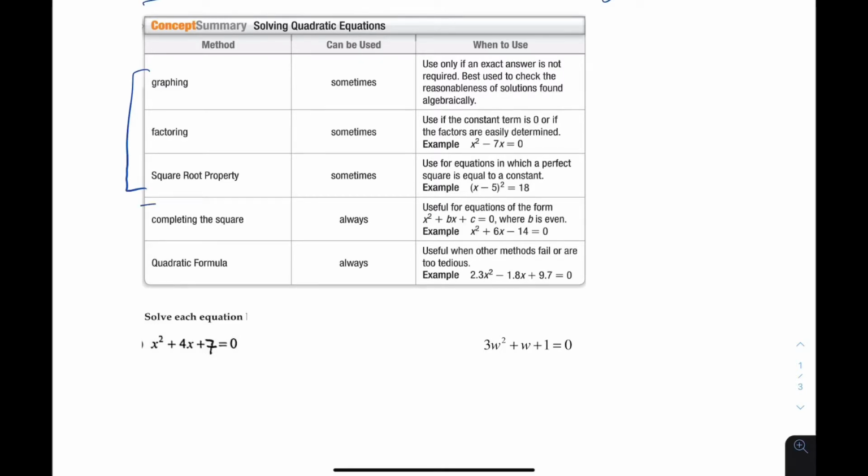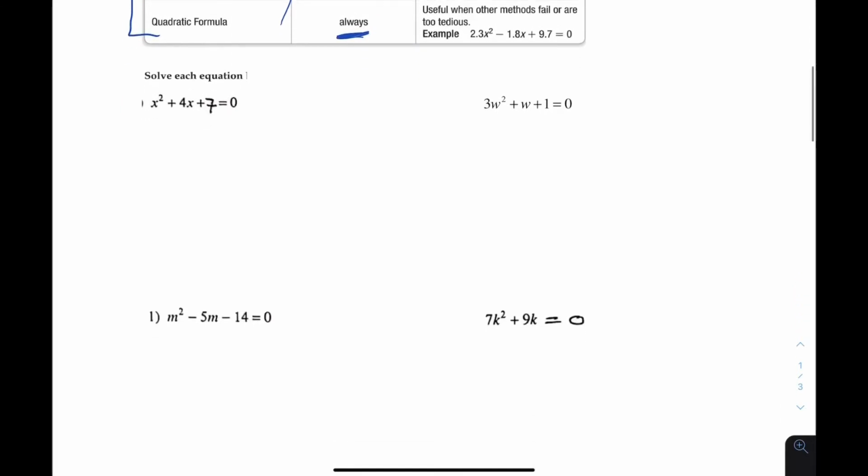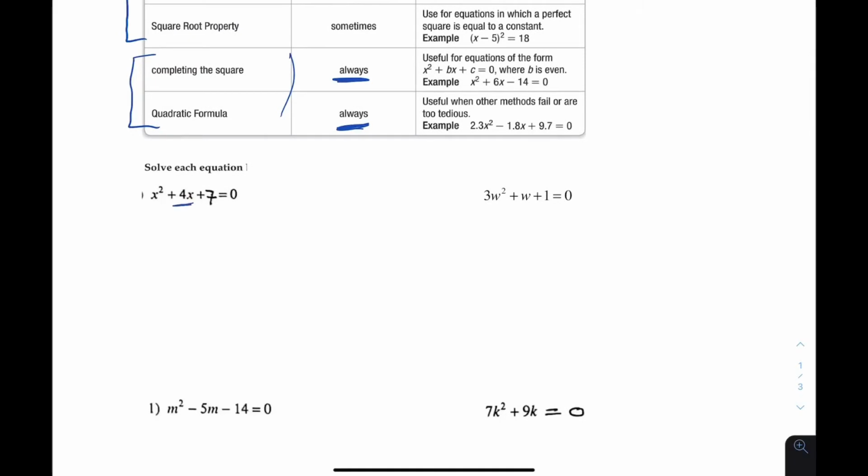These next two, complete the square, which we did last time, and the quadratic formula, which we're doing this time, these two always work. So if you have a problem and you can't factor it, you have to do one of these two. Factoring is generally the easiest way though, so when you can, you want to try to factor. So let's look at this first one. We're going to solve this equation. If you notice this one, the middle term is even, and the first term has a coefficient of 1.